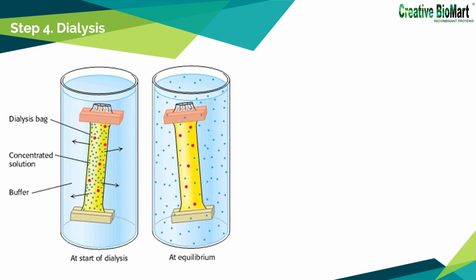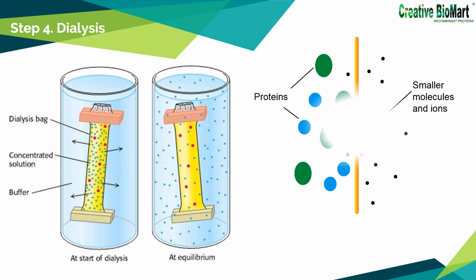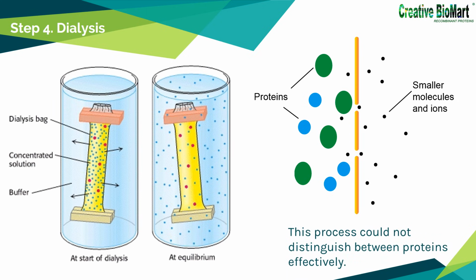Dialysis can be used to remove the salt after the above step. Proteins can be separated from small molecules by dialysis through a semi-permeable membrane, such as a cellulose membrane with pores. Proteins have greater dimensions than the pore diameter and are retained inside the dialysis bag, whereas smaller molecules and ions traverse the pores to the outside of the bag. However, this process cannot distinguish between proteins effectively.